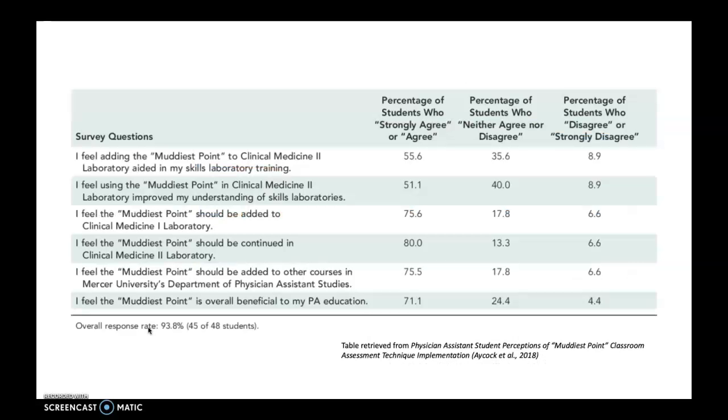A similar study was done by ACOG. They completed a qualitative study on 48 pharmacotherapy lab students who were asked to submit questions at the end of each of their labs. When the course ended, they were given a survey on how they felt about this assessment technique. The majority felt that it was beneficial and aided in their skills training. They felt that it helped with their lab skills as well as their understanding of all of the labs. These studies show that students find the technique to be beneficial even though it doesn't always translate to higher course grades.